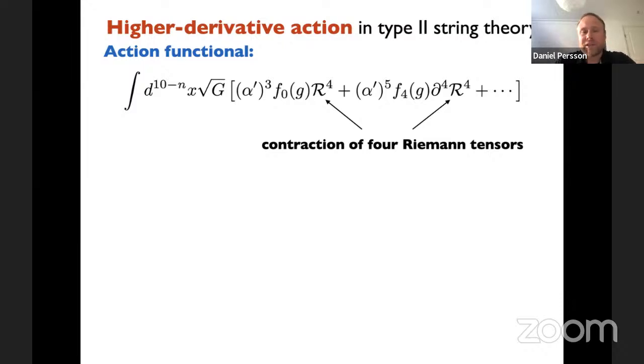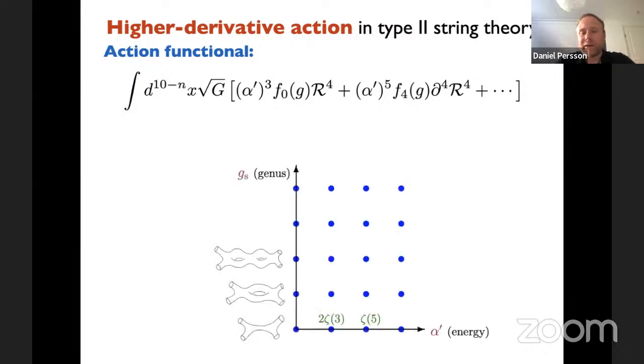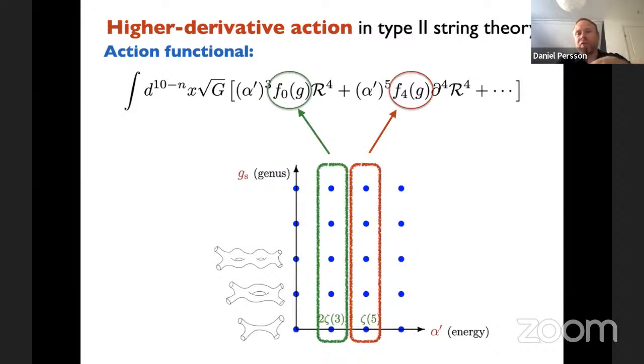But for our purposes, I want to come back to this diagram and think about the y-axis. Each of these functions that are coefficients here, which I'm calling f0 of g, f4 of g, are supposed to contain the entire genus expansion. So this is an expansion in principle to infinite order of the genus of the world sheet.